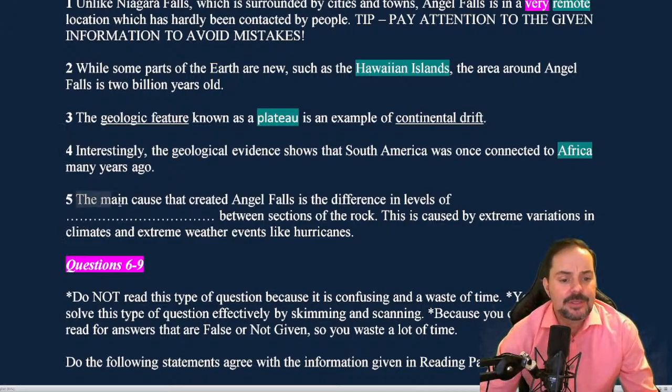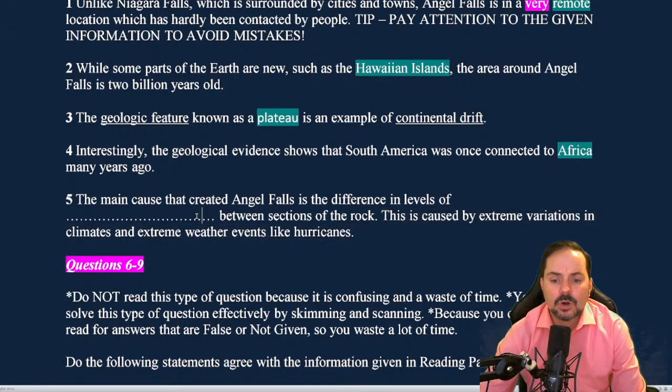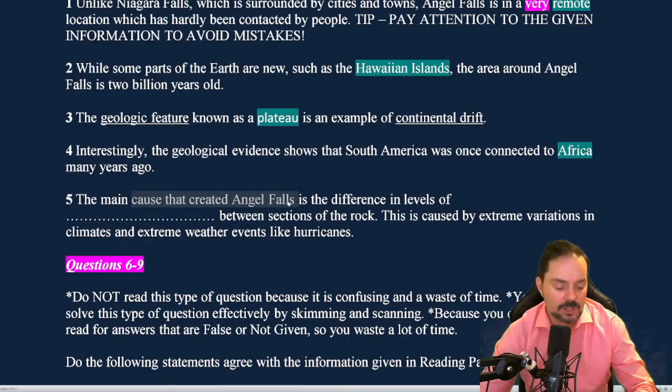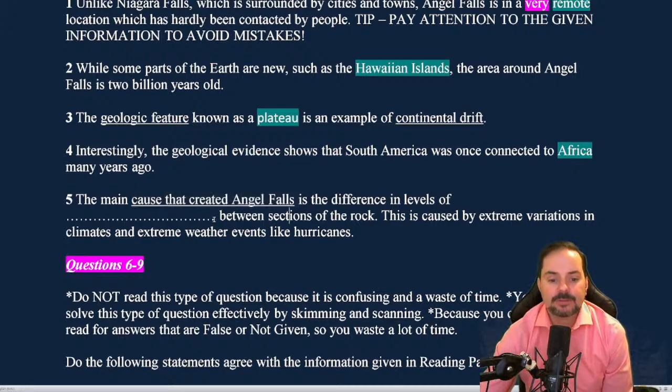Number 5, the main cause that created Angel Falls is the difference in levels of something between sections of the rock. This is caused by extreme variations in climates and extreme weather events like hurricanes. Okay, so what could this be? Now I'm thinking about the cause that created Angel Falls. So if I have to search, this is what I'm searching for, but I might know the answer if I've studied a bit of geography and English.